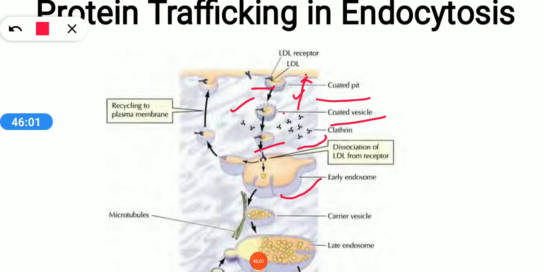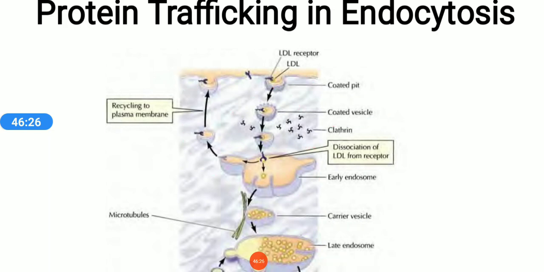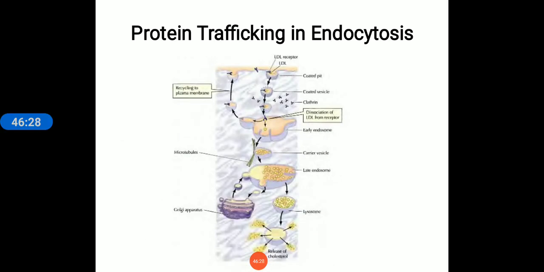the pH of the endosome is less. So in the acidic pH of the endosome, this receptor and this LDL get detached from each other. And this receptor is again sent back to the plasma membrane. And this LDL is eventually transferred from the early endosome via carrier vesicle to the late endosome, and finally to the lysosomes.